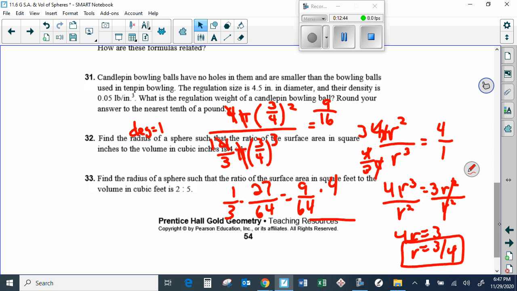So surface area, that's 4 pi r squared. Volume, 4/3 pi r cubed. And I have to solve 33 the same way as I did on 32. Write it out like that. Try that. All right, 13 minutes.